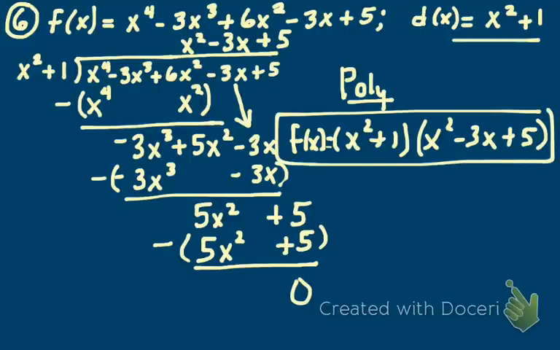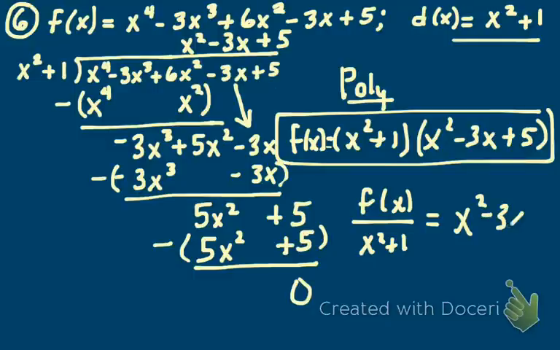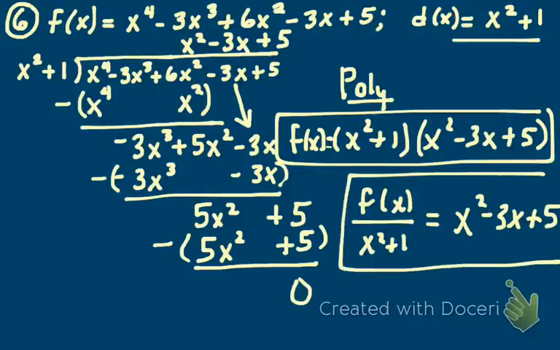Then our fraction form would be f of x divided by x squared plus 1 equals, and then we just write the answer, which is x squared minus 3x plus 5, and that's fraction form. And that's both forms of that answer.